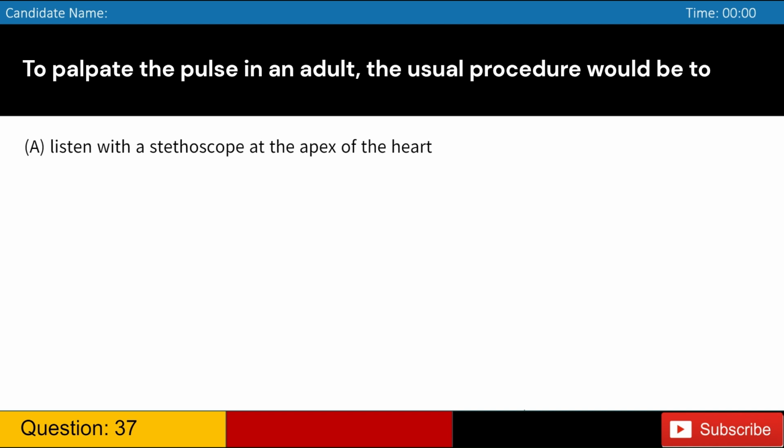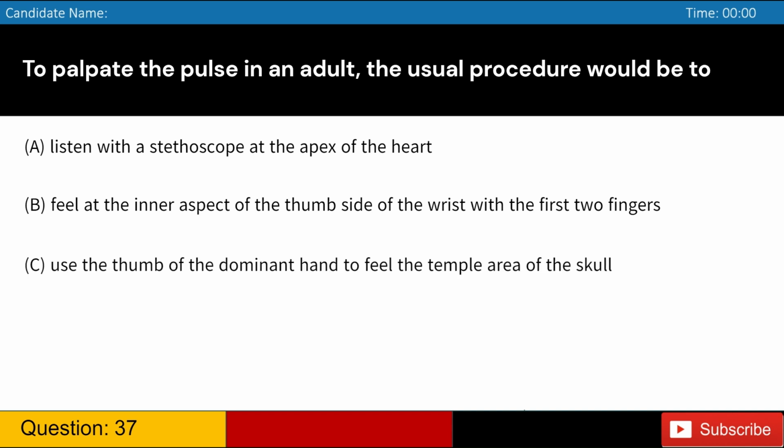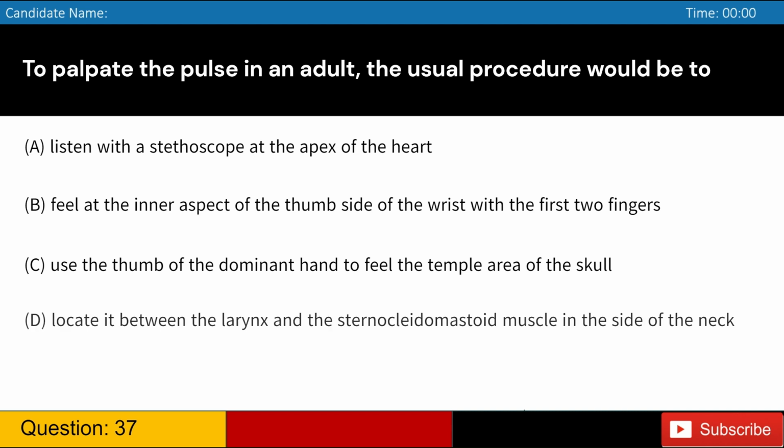Listen with a stethoscope at the apex of the heart. B. Feel at the inner aspect of the thumb side of the wrist with the first two fingers. C. Use the thumb of the dominant hand to feel the temple area of the skull. D. Located between the larynx and the sternocleidomastoid muscle in the side of the neck.